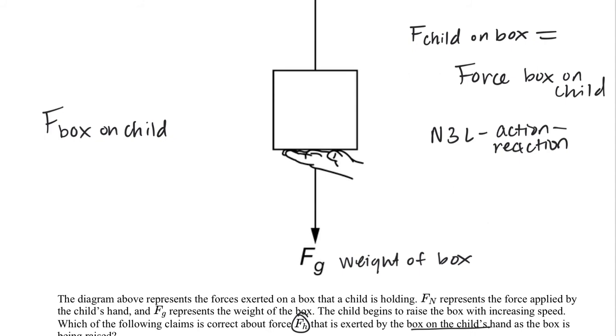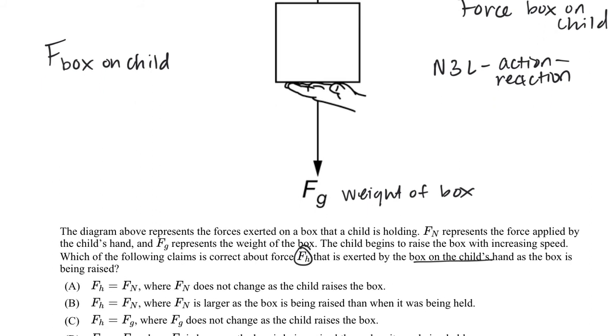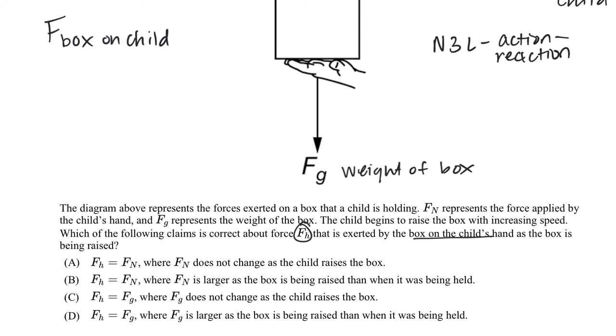So right off the bat, I know that my answers should at least be not C and not D. So it can be either A or B. Let's see: A, where Fn does not change as the child raises the box, or B, where Fn is larger as the box is raised than when it's held.